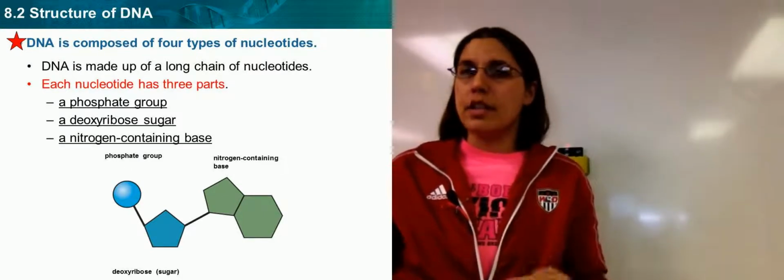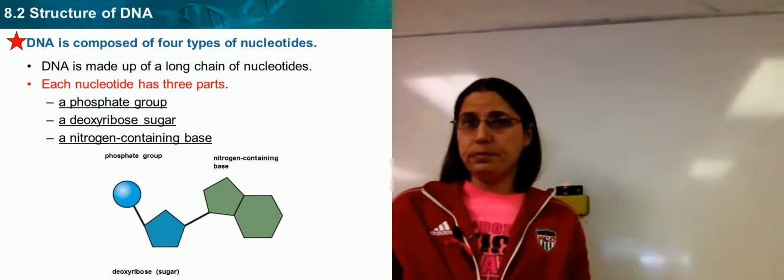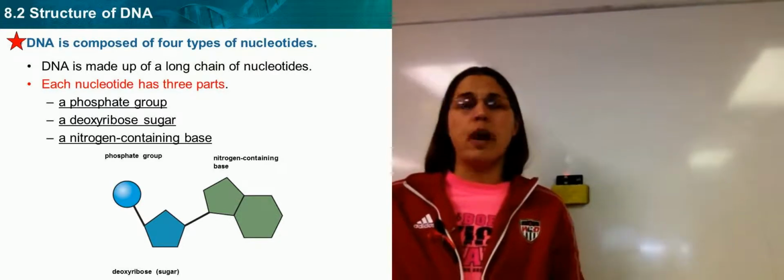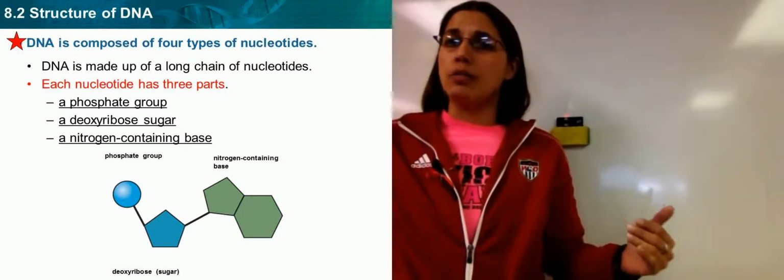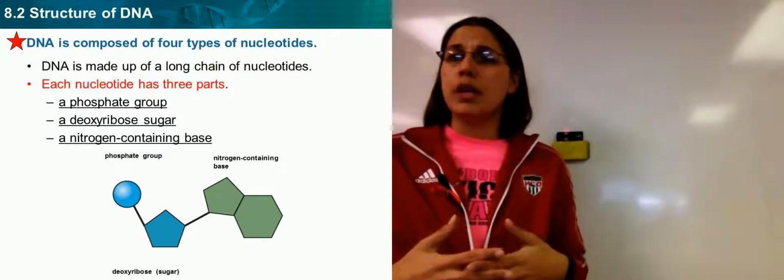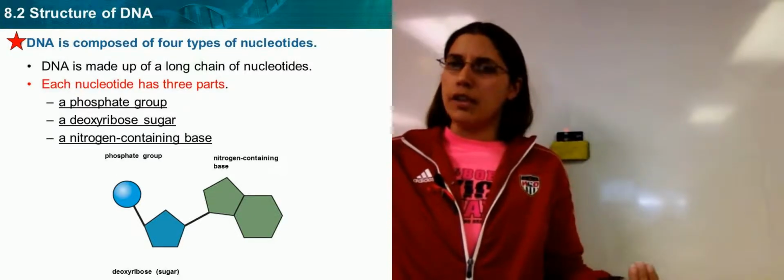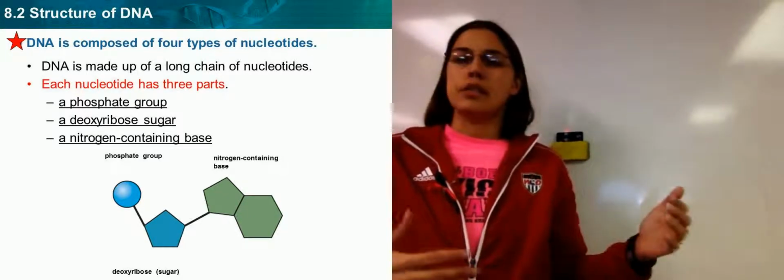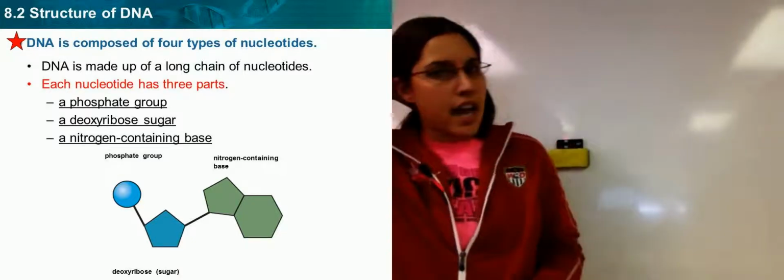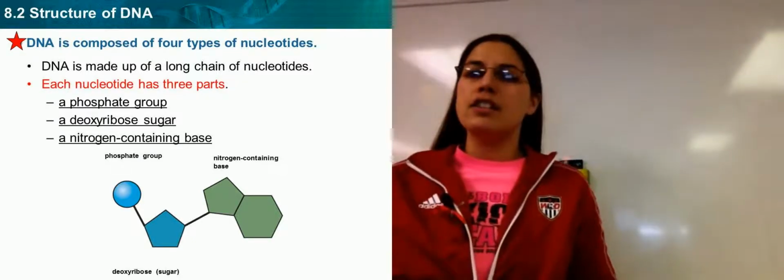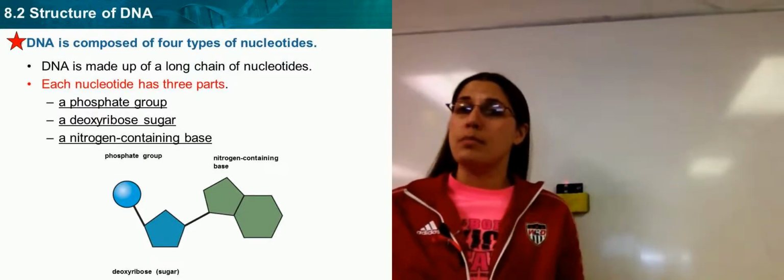DNA is basically a sequence of nucleotides put together. Think back to monomer versus polymer. Monomer means one, polymer means many. So a DNA would be a polymer. It is many nucleotides put together. So what makes up a nucleotide? A nucleotide has three different parts. It has a phosphate group, a sugar, and a base.